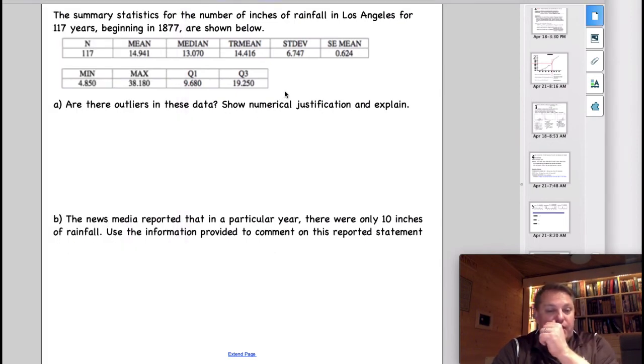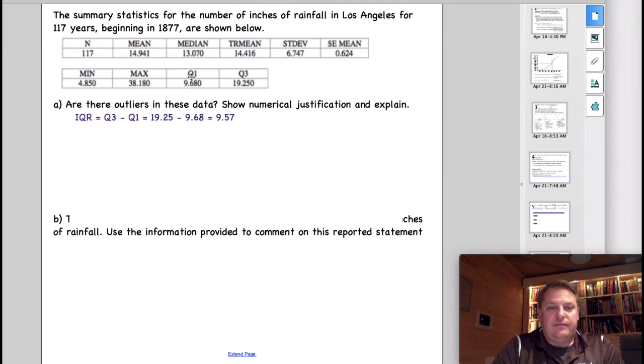In this case, are there any outliers in the data? Often they have tested like this where they don't give you the raw data, so you actually have to know a way to measure outliers. So the first thing we need to do is find the IQR. They give you the quartiles, and IQR is Q3 minus Q1, so if you take 19.25 minus 9.68, that's IQR.